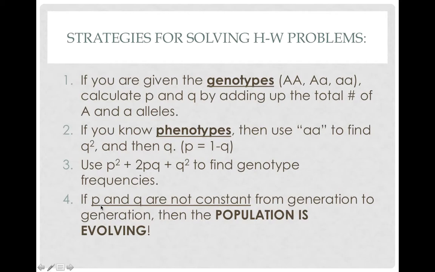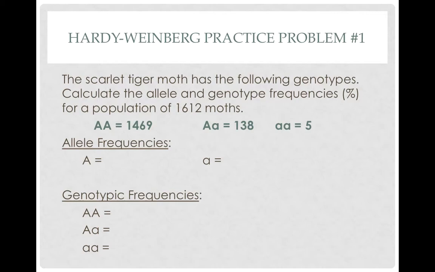And finally, if P and Q are not constant from generation to generation, then the population is evolving and the Hardy-Weinberg principle is no longer at play. All right, so here's an example of a practice problem. I would like you to try to solve it in your groups, and then I will talk through how to solve it. So if you want to pause the video for a minute, try to solve it, and then I'll give a brief explanation of how you would do this.